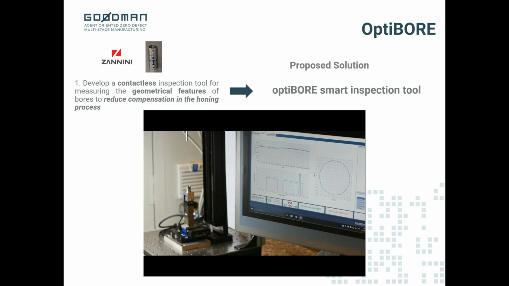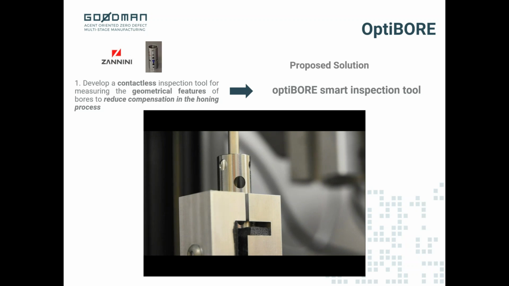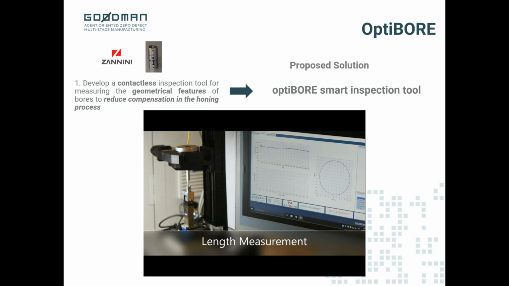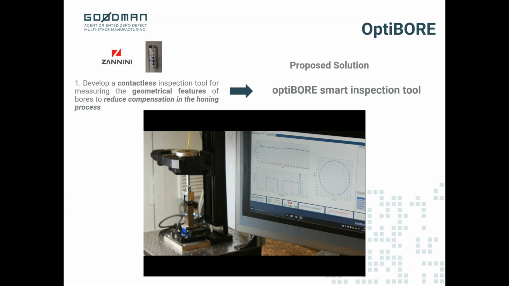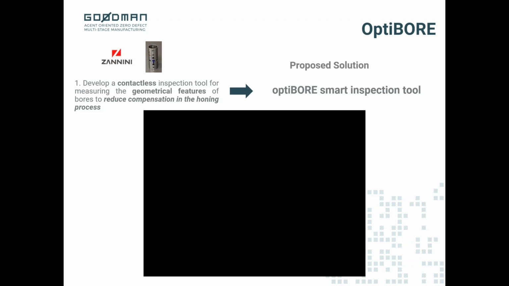So the part is gripped in an automated way by a gripping system. The sensor is put towards the part to be inspected, and the diameter measurement starts. So the sensor rotates within the part. Everything is contactless, so there's no problem if there is an increment of internal diameter, so we can work on different parts with respect to a single cylinder. Also, the length measurement is performed. Data can also be visualized on the HMI of the device.